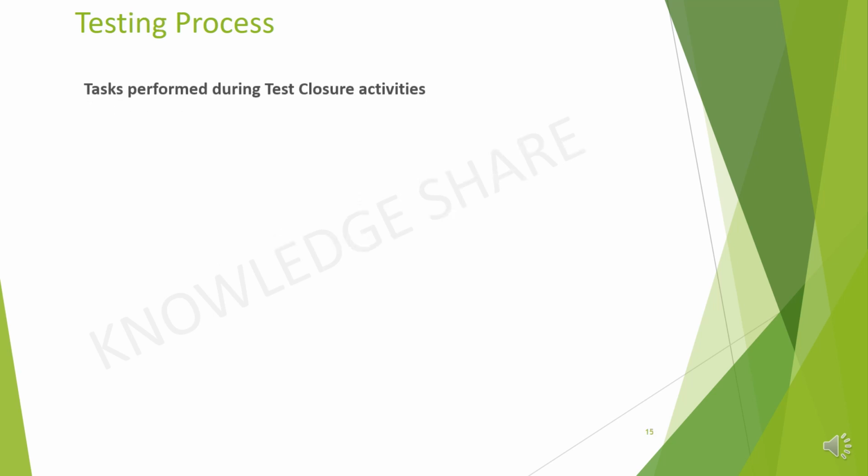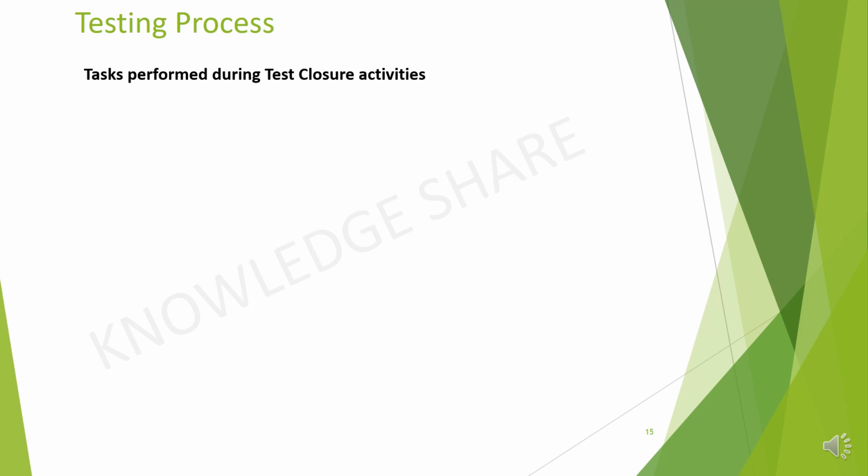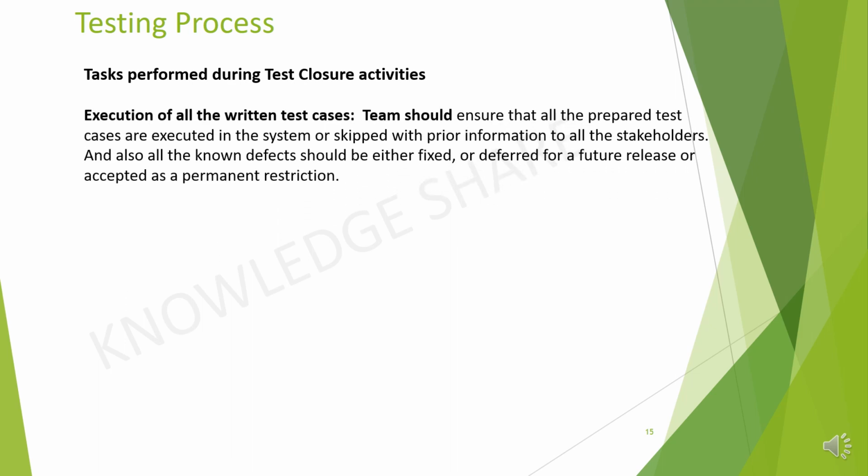Next question. List the tasks performed during the test closure activities. 1. Execution of all written test cases. The testing team should ensure that all the prepared test cases are executed in the system or skipped with prior information to all the stakeholders. And also, all the known defects should be either fixed or deferred for a future release or accepted as a permanent restriction.